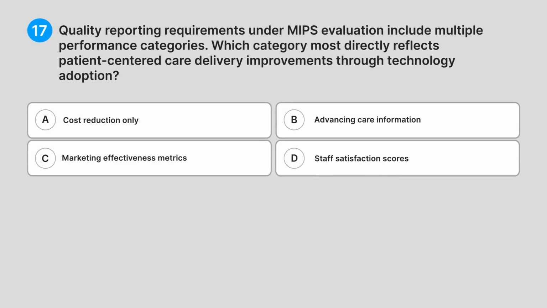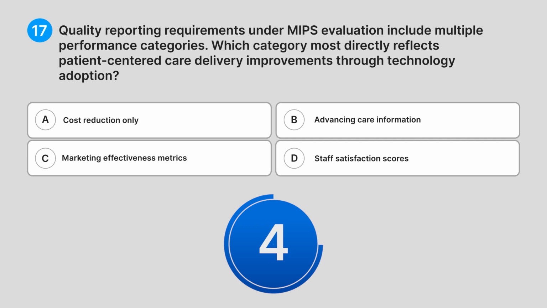17. Quality reporting requirements under MIPS evaluation include multiple performance categories. Which category most directly reflects patient-centered care delivery improvements through technology adoption? A. Cost reduction only. B. Advancing care information. C. Marketing effectiveness metrics. D. Staff satisfaction scores. Can you guess the answer?